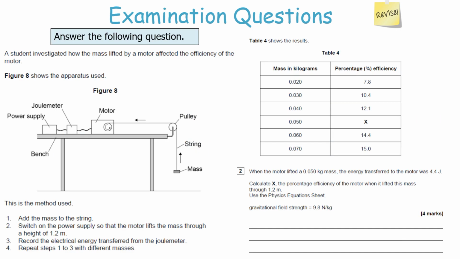Our next question says, a student investigated how the mass lifted by a motor affected the efficiency of the motor. Figure 8 shows how the apparatus was used. Now, this was the method used. Add the mass to the string, switch on the power supply so that the motor lifts the mass through a height of 1.2 meters. Record the electrical energy transferred from the joule meter. Repeat steps 1 to 3 with different masses. Table 4 shows these results. When the motor lifted a 0.050 kilogram mass, the energy transferred to the motor was 4.4 joules. Calculate X, the percentage efficiency of the motor when it lifted this mass through 1.2 meters.